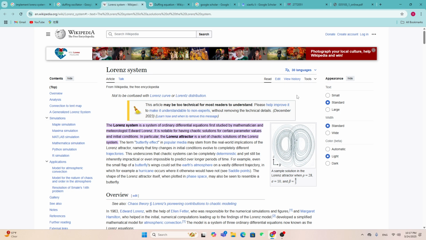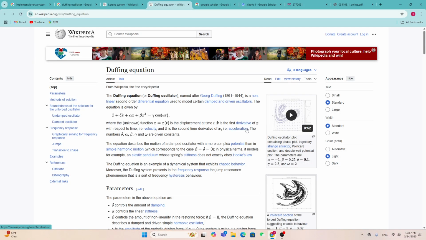Other than the Lorenz system, since it's actually a very simple higher order nonlinear system, we also have the Duffing equation or Duffing oscillator, which is a very typical nonlinear oscillator. In real life, a lot of physical things can be modeled by the Duffing equation and Duffing oscillator, and one of them can be a pendulum system. And the Duffing oscillator itself can also represent chaotic behavior.